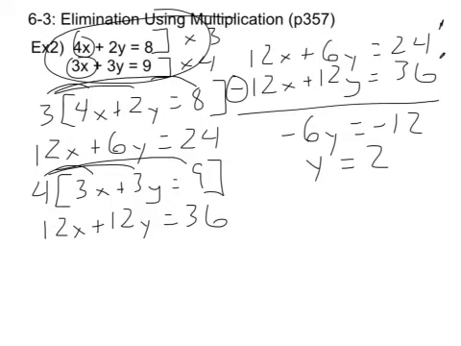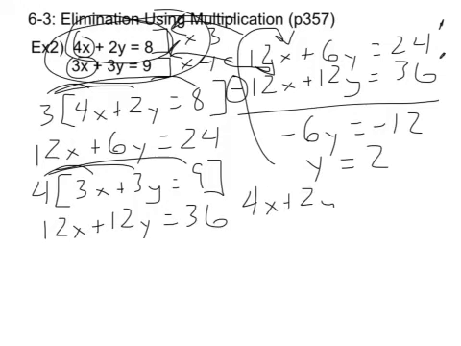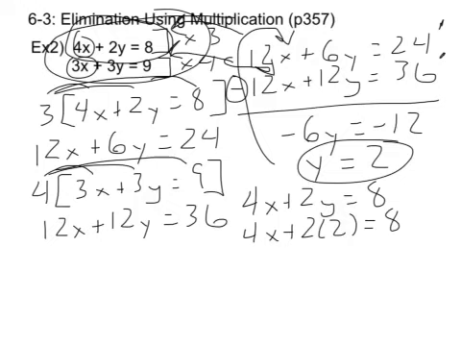So I stick y equals 2 back in. Now I've got many options for where I stick it back in. I could stick it back in here, here, here, or here. You know what? Let's just choose this one to stick y back in. So I've got 4x plus 2y equals 8. 4x plus 2 times 2, because my y is 2, equals 8. 4x plus 4 equals 8. Subtract 4 from both sides to get 4x equals 4. Divide both sides by 4 to get x equals 1.